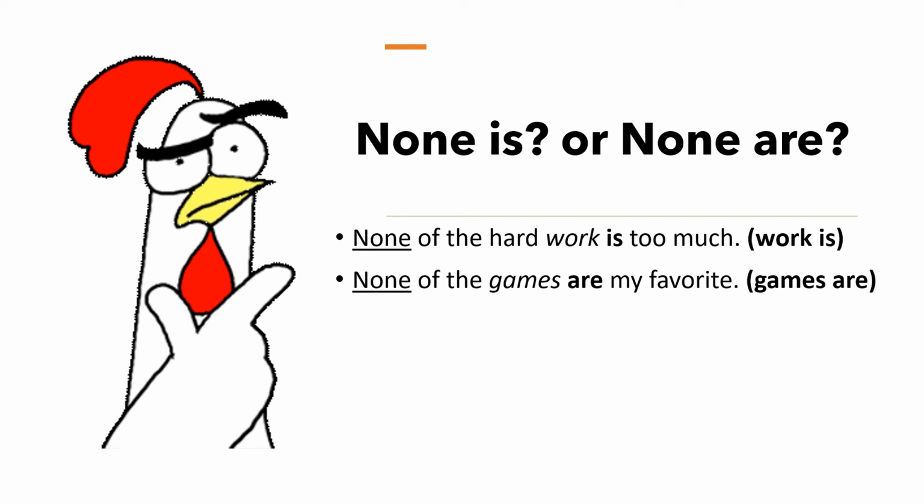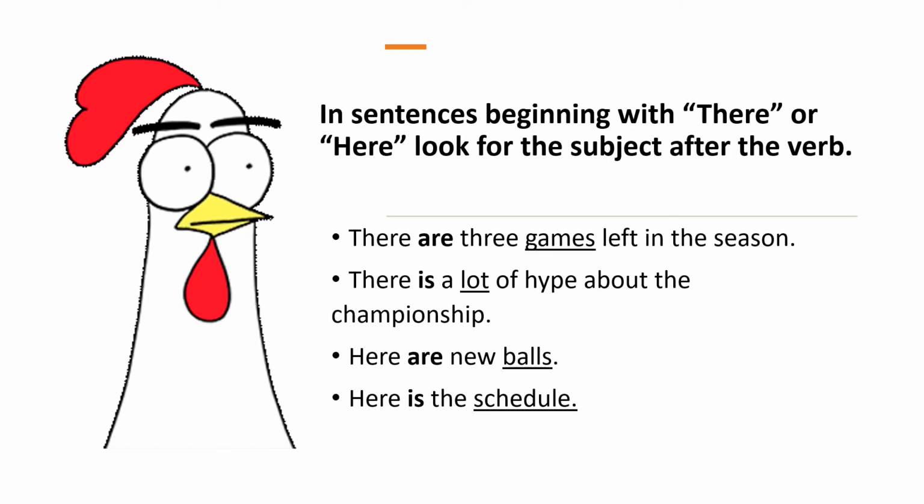Did you get it? Oh, I hope you did. None of the games are my favorite. Games is plural, so you're going to choose are because games is plural. I hope you understood that, and I hope you understand it much better now that we've gone over it. Now, let's look at these sentences. If you have sentences that begin with there or here, you look for the subject after the verb. That's right, after the verb, okay? Let's look at the first sentence.